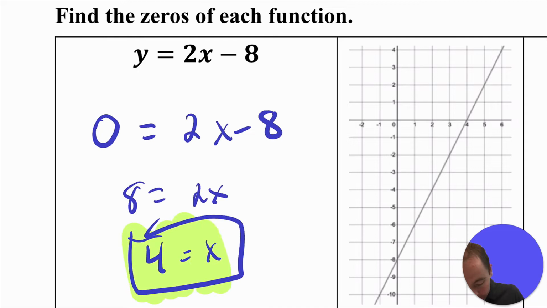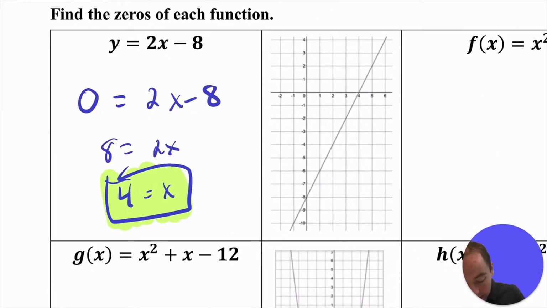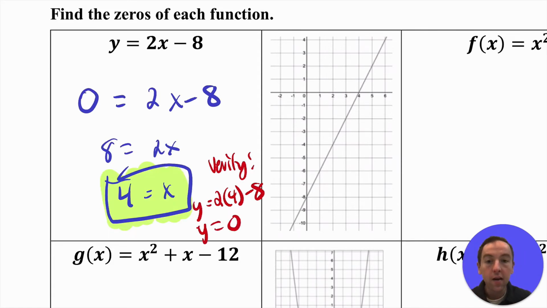zero of this function, and we can verify that that actually works, because if you put in 4 for x into 2x minus 8, then y does equal 0. So that does turn out to be the zero of the function.